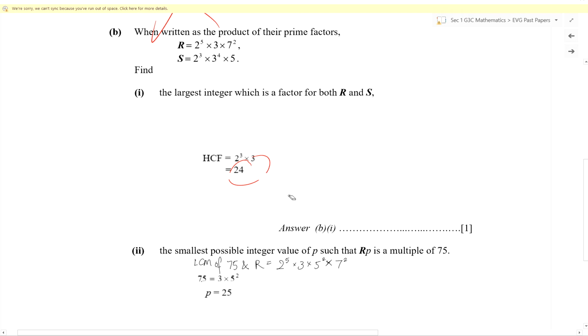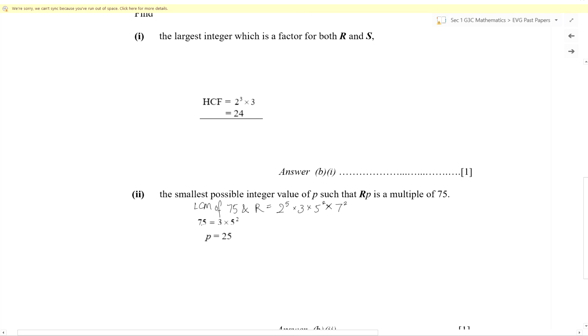Next part. Find the smallest possible integer of p such that r multiplied by p gives us a multiple of 75. Go take up paper quickly. In order to do this very common type of question, what we're actually looking for is the LCM. First we write down the LCM of 75 and r. So the LCM of 75 and r is actually this. If you are able to write the HCF, I don't think you should have a problem writing the LCM.